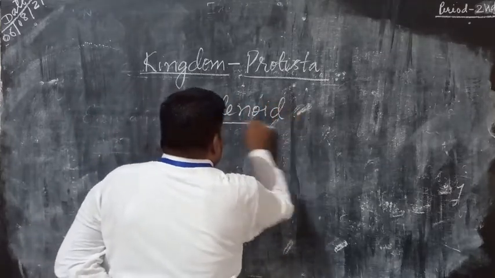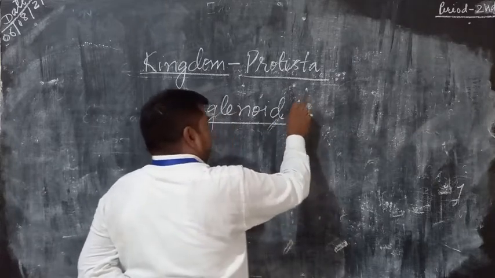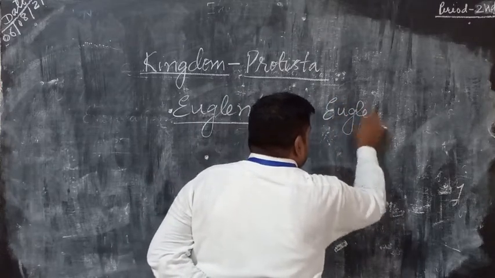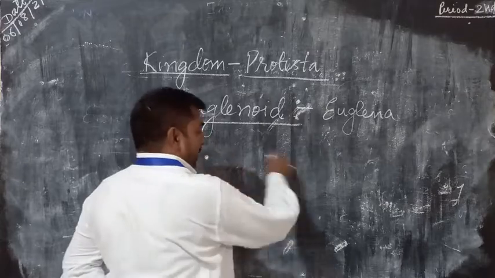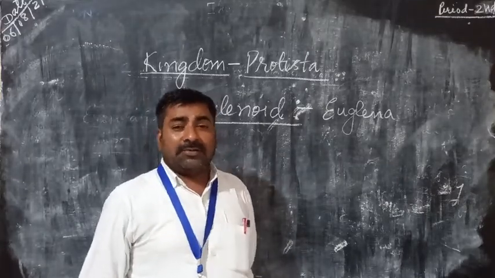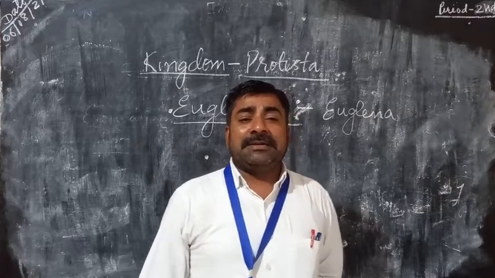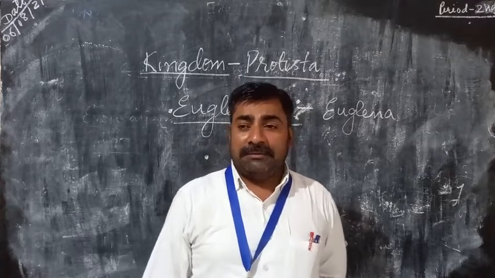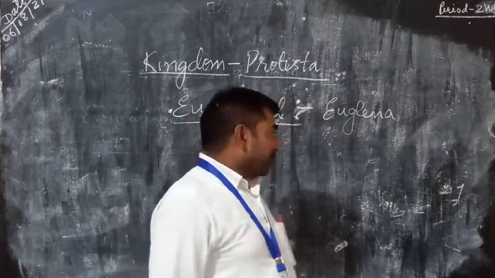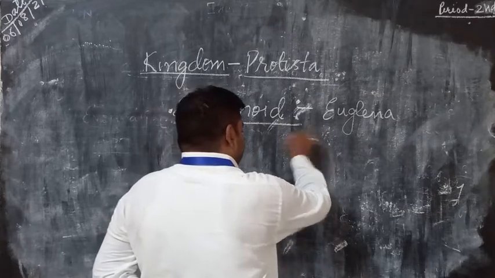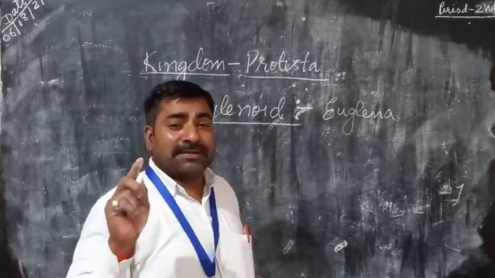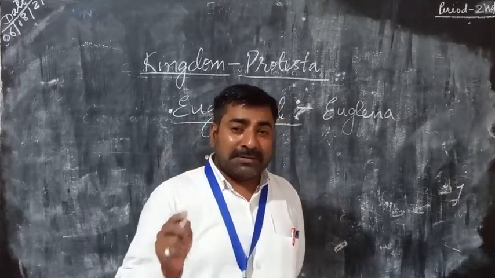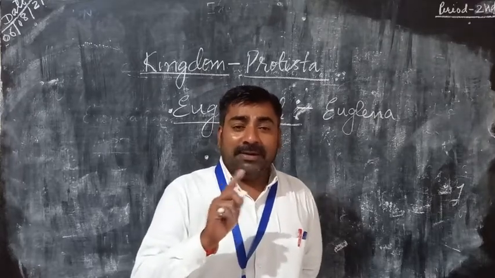The main example of this group is Euglena. You have heard the name of Euglena. It is a unicellular organism, also aquatic in habitat, mainly fresh water. Cell wall is absent in euglenoids. Whatever members belong to the euglenoid group, they don't have a cell wall.